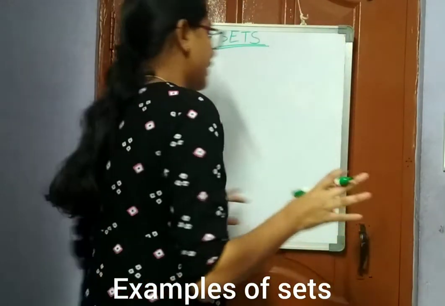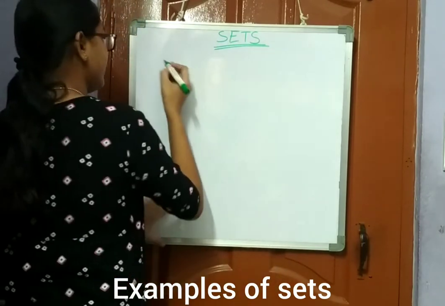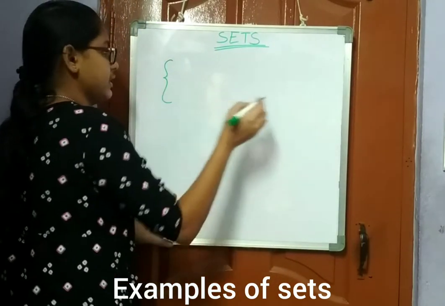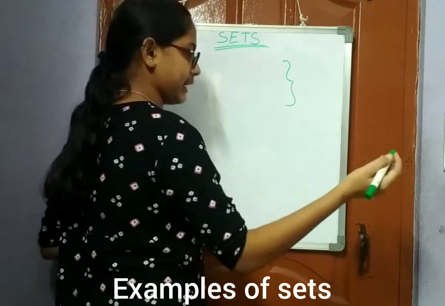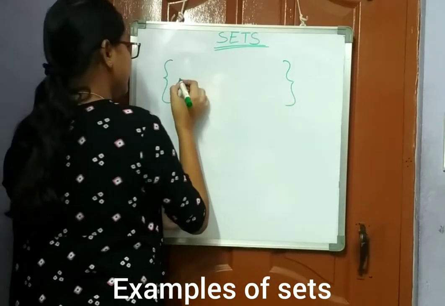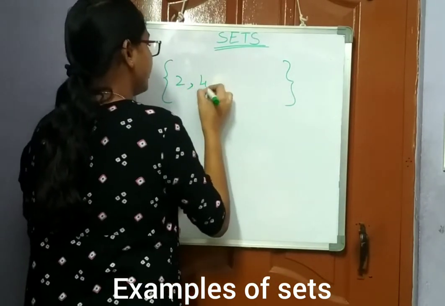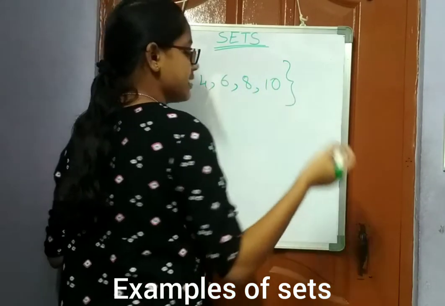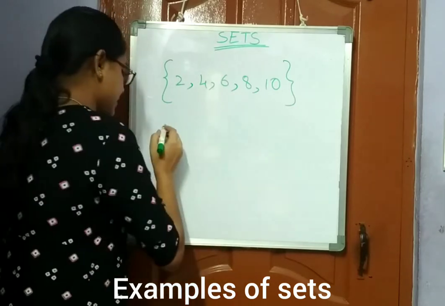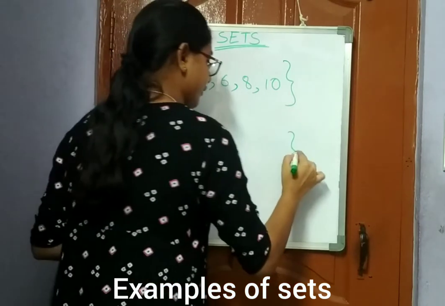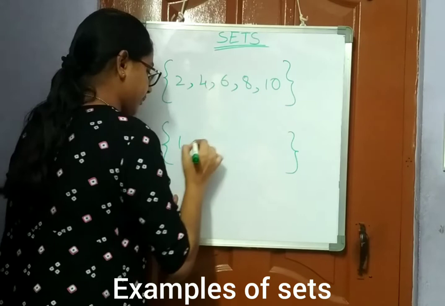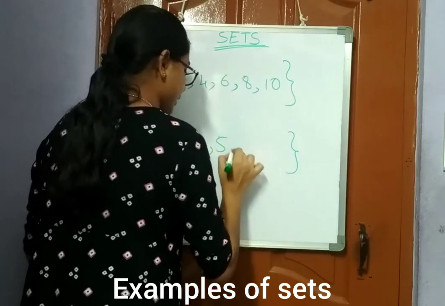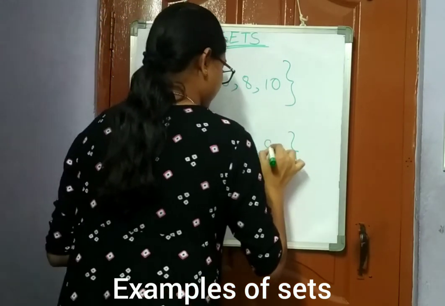Now, let us look at some other examples of sets. For example, let us take the example of set of first 5 even numbers. To write a set, we need to take brackets and first 5 even numbers would be 2, 4, 6, 8 and 10. Similarly, let's write the set of first 5 odd numbers, that is 1, 3, 5, 7 and 9.